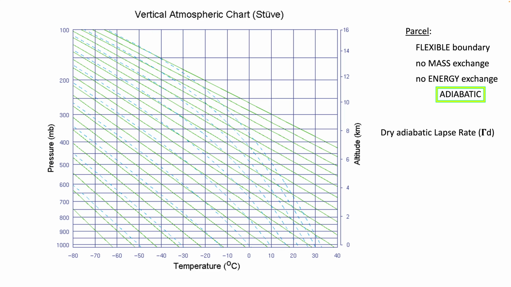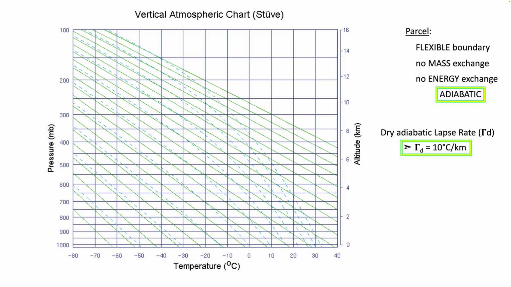The great thing about parcels is that if we use these three rules to define parcel interactions with the surrounding atmosphere, we can actually give a numerical rate at which temperature decreases in a rising parcel. The dry adiabatic lapse rate is the rate at which temperature decreases in a rising dry parcel. For our purposes, dry is going to mean that the air inside the parcel is subsaturated, the relative humidity is less than 100%. So the dry adiabatic lapse rate is 10 degrees Celsius per kilometer.